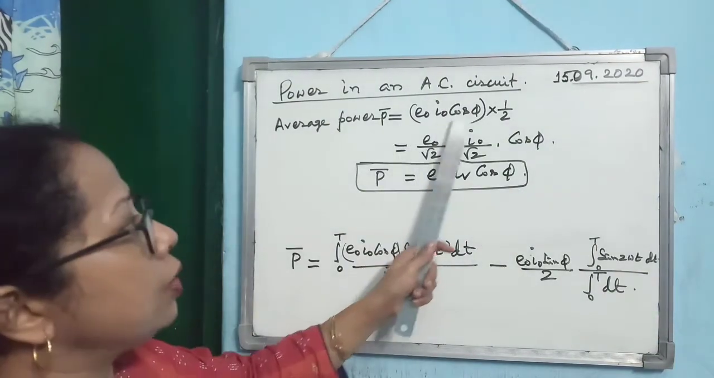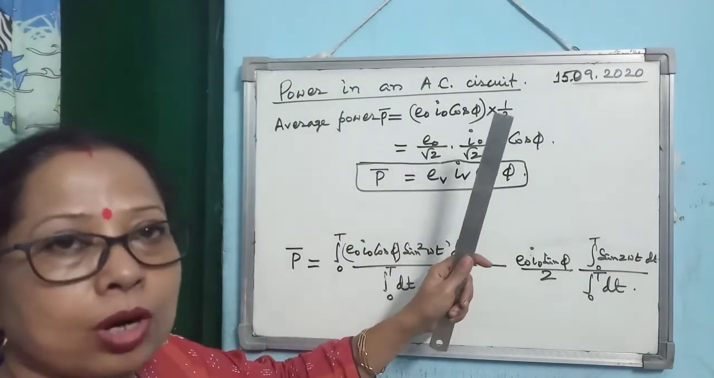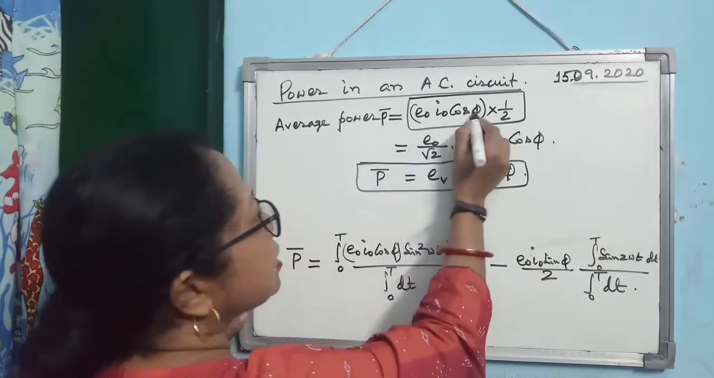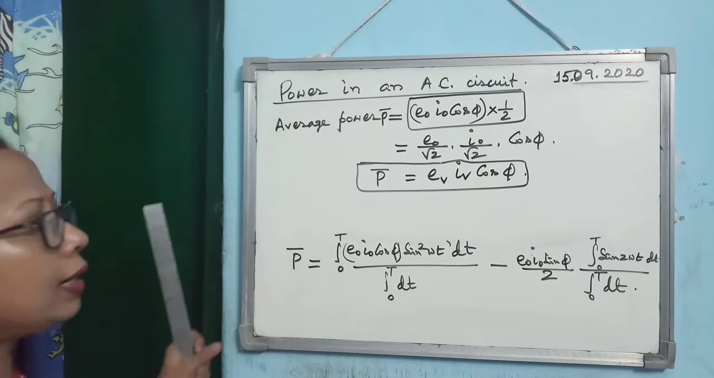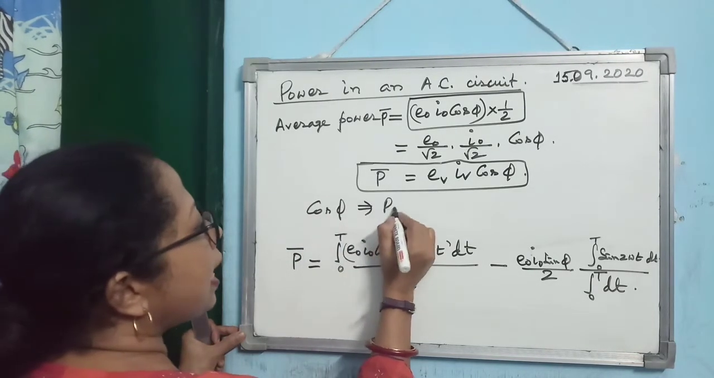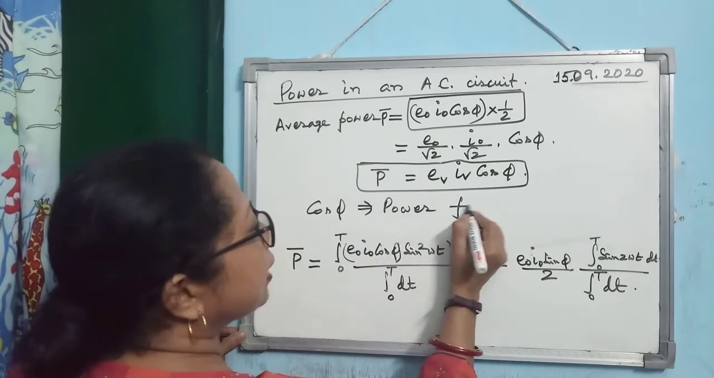Or you can write it in terms of peak values also. In terms of peak values, the relation is E0 I0 cos phi by 2. Now here, this cos phi is known as the power factor.